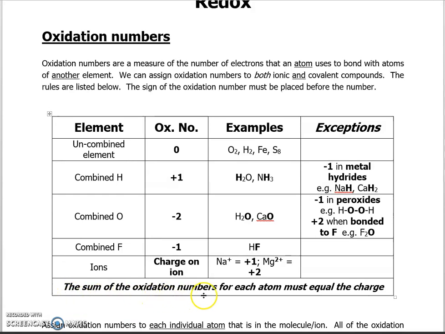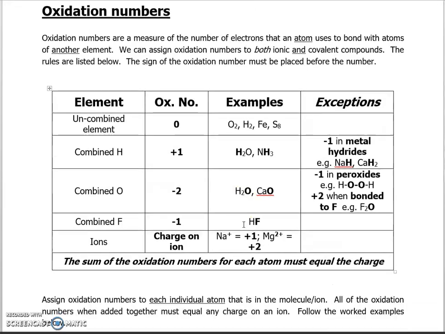The sum of the oxidation numbers for each atom must equal the charge on that species. So here we can see that in water, there are 2 hydrogen atoms, each with an oxidation number +1. Oxygen has an oxidation number of -2. There is no charge shown up here, so therefore it's a neutral molecule. So the sum of the oxidation numbers equals the charge.